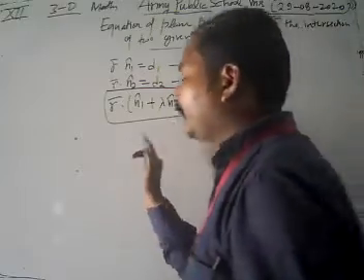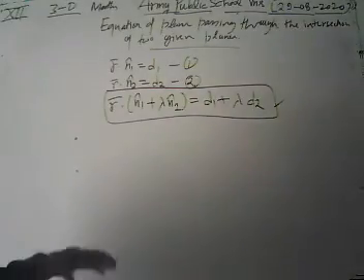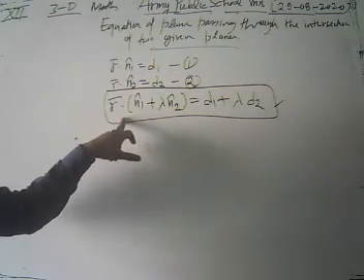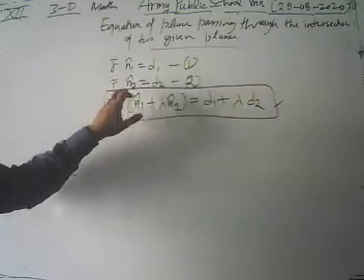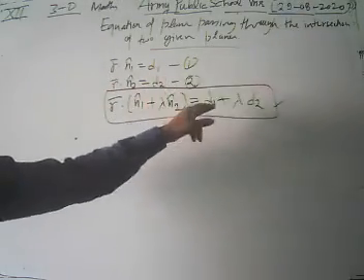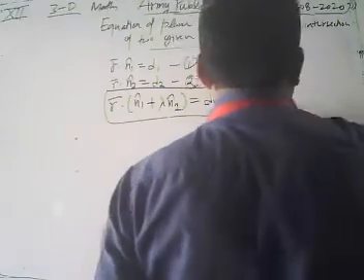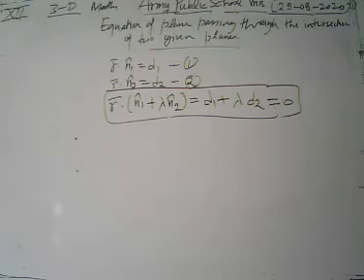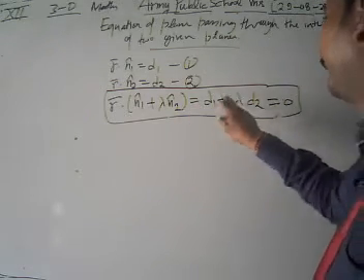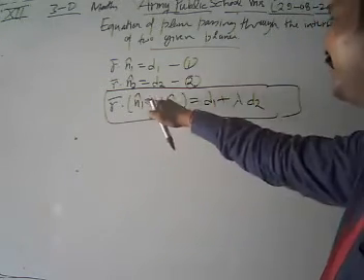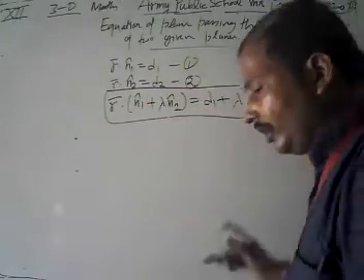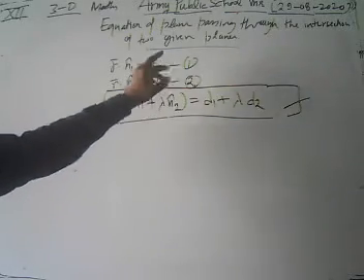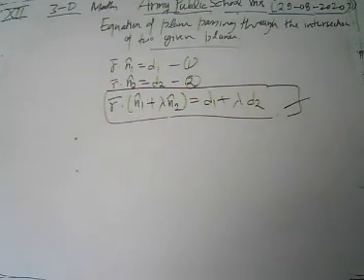This is our equation of plane in vector form which passes through the intersection of these two given planes: r dot (n1 plus lambda n2) equals d1 plus lambda d2. We can also write it as r dot (n1 plus lambda n2) minus (d1 plus lambda d2) equal to 0. This is our vector form equation of the plane passing through the intersection of the given planes.